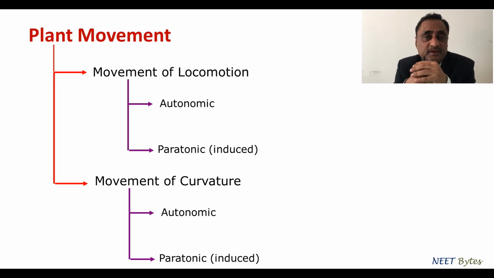Again, you can see that it has been further divided into autonomic and paratonic. Autonomic is a self movement that is not induced by anything. But if the movement occurs under the influence of an external factor, maybe light, chemical, or some other factor, then we call it paratonic or induced. So movement of locomotion can be autonomic or paratonic. Similarly, movement of curvature can also be autonomic as well as paratonic. One by one we will see all these things.